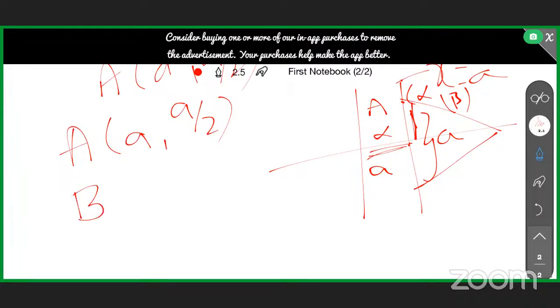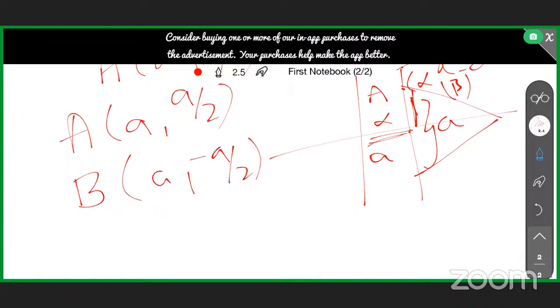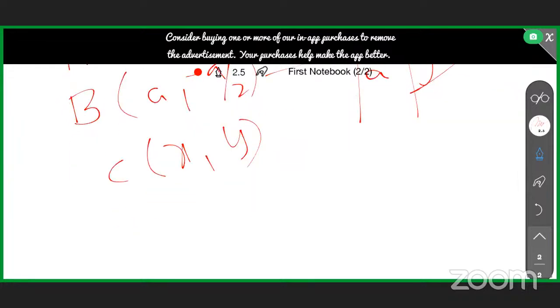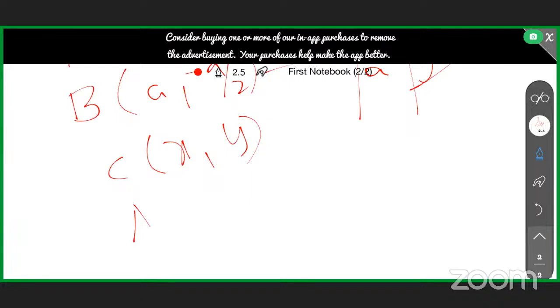Similarly my point B will become A comma minus A by 2. Take C as x comma y. Do you understand? Now apply the area of triangle formula. You will get the equation. Do you understand? Yes, sir. Simple question.